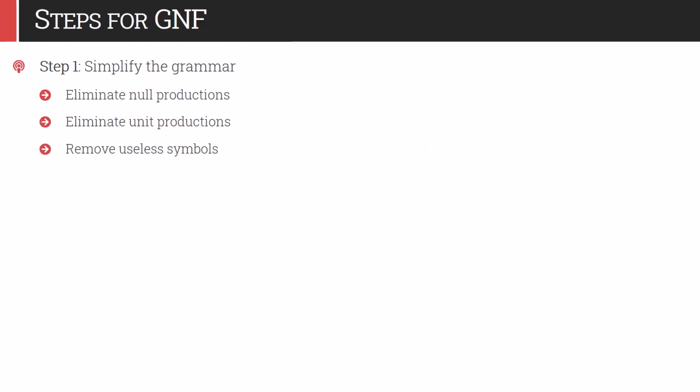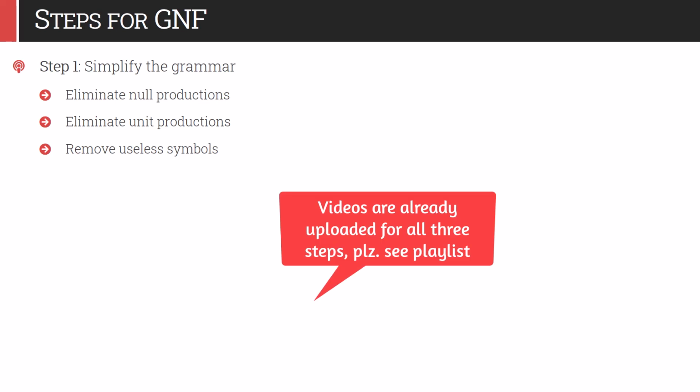And to convert any grammar into GNF, we have to follow these steps. First, we need to simplify the grammar. This is the common step in CNF and GNF conversion. And to simplify the grammar, we have to eliminate the null production, we have to remove the unit production, and we have to remove the useless symbols. I have already uploaded individual videos for all these three. So if you have any confusion in doing this, please refer to all my three videos.